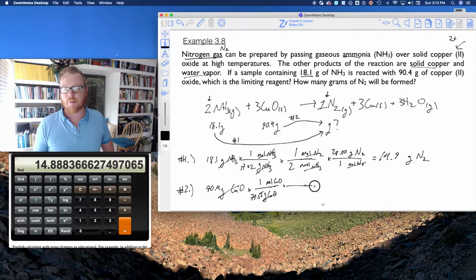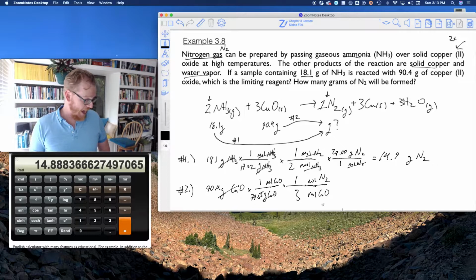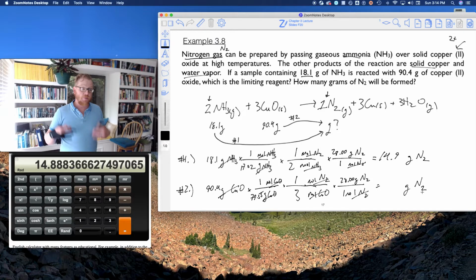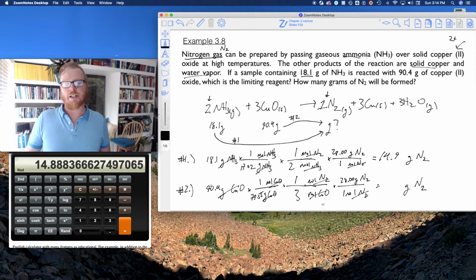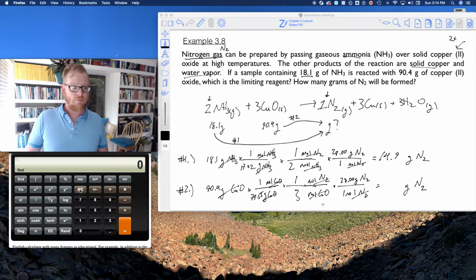And then following the same pattern, I know I want to convert moles of copper 2 oxide into moles of nitrogen. My balanced recipe says 3 moles of copper 2 oxide are needed to make 1 mole of nitrogen gas. And then finally I can copy the line identically by saying I know 1 mole of nitrogen is 28.00 grams of nitrogen, and then all of my units are going to cancel, and similarly I'm left with grams of N2. That's going to be the unit of my final answer. So let's do the calculation. I'm going to do 90.4 times 28.